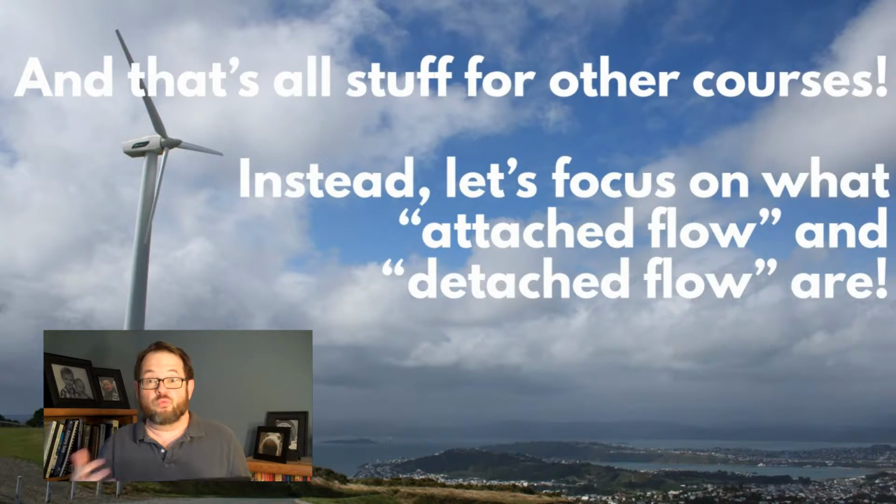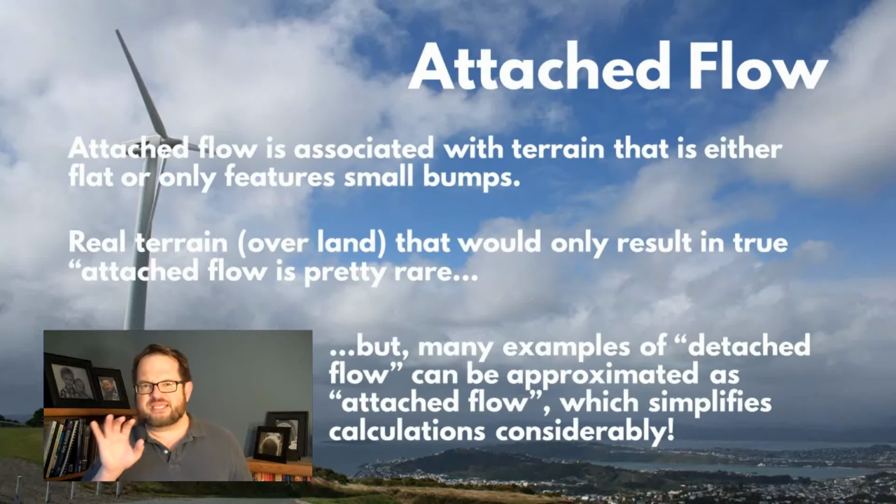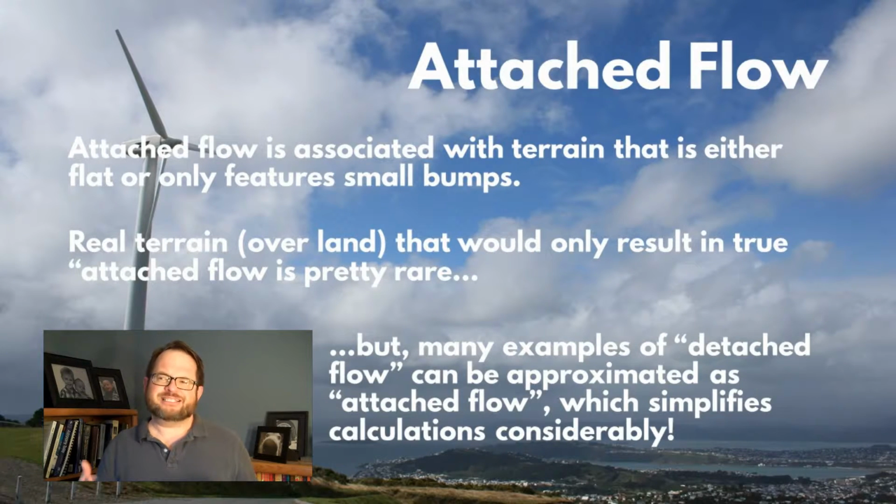Instead, let's talk more about what is attached flow and what is detached flow, because I think that is a bit of context that the book wasn't so great about. Let's start with the easier example, which is attached flow. Attached flow is associated with terrain that's either smooth, like over the ocean or a lake, or only features relatively gentle and small bumps.